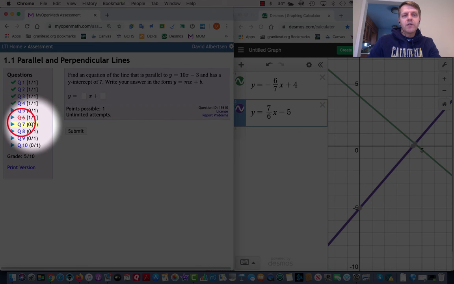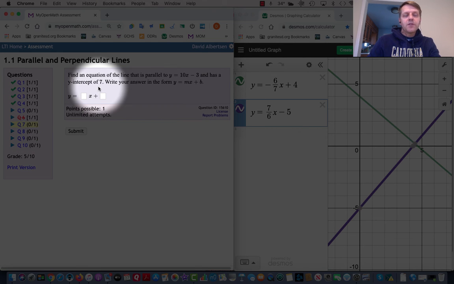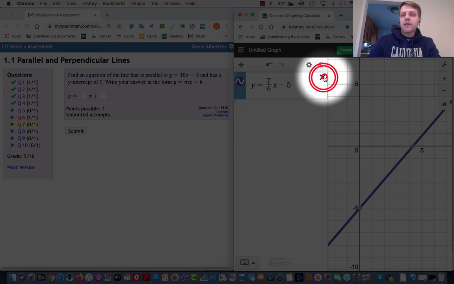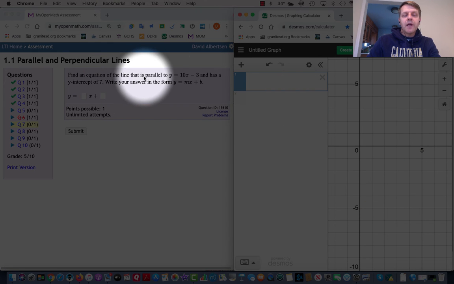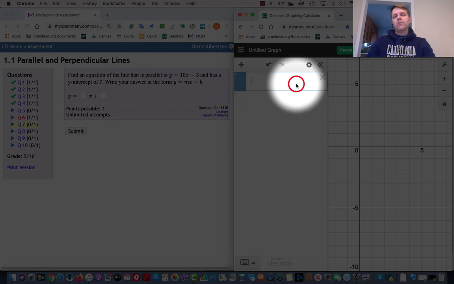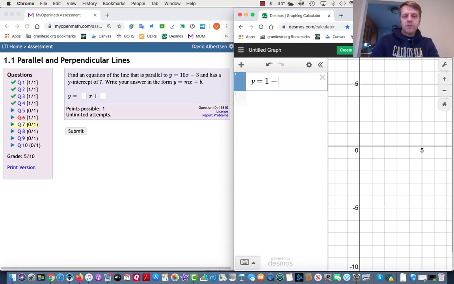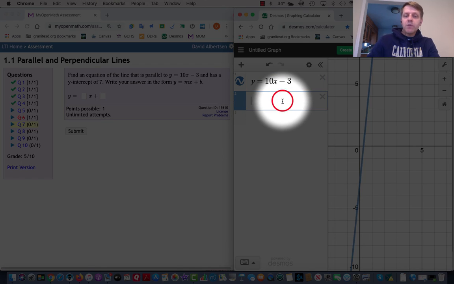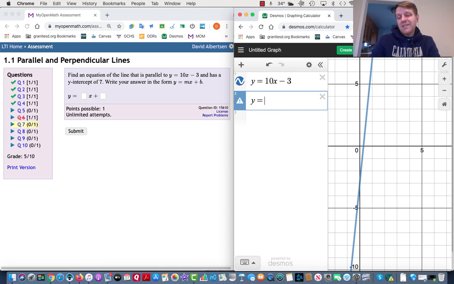Let's see, let's try this one real quick. This is number 7. It says, write the equation of the line that is parallel to this guy and has a y-intercept of 7. Well, let's write the first guy. Y equals 10x minus 3. If I want to be parallel, well, then I need the same slope. So I know it's going to be also 10x.